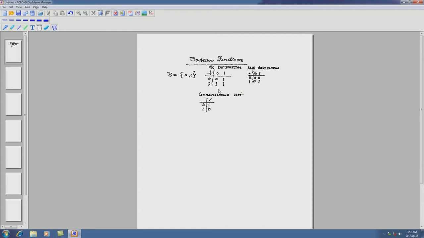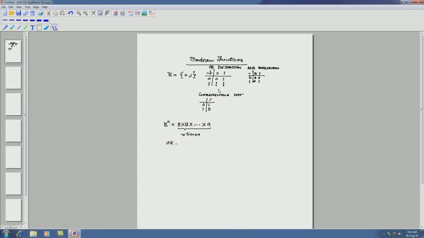Now, as we have seen before, this Boolean algebra consisting of only 0, 1 can be extended to B to the power n, which is the Cartesian product of n copies of B, and the operations disjunction, conjunction and complementation, or AND, OR, NOT, are defined as this.